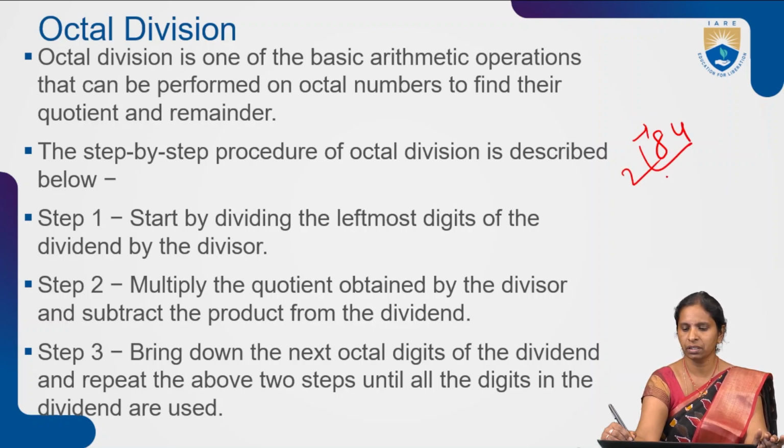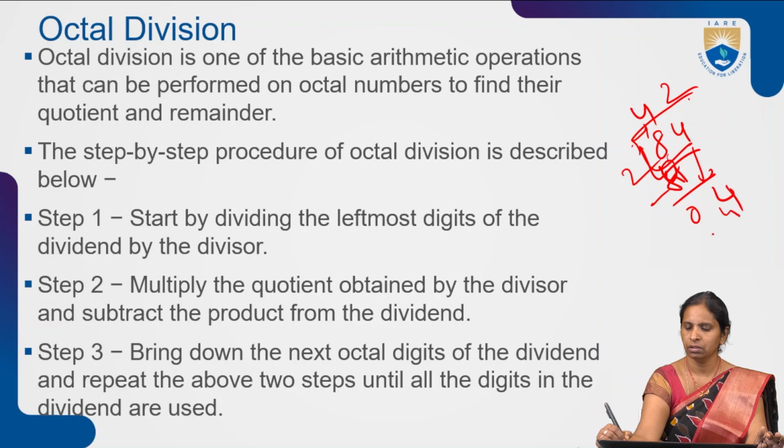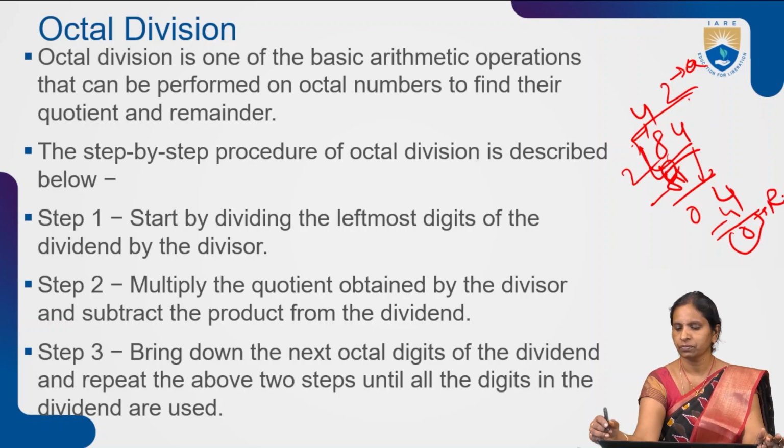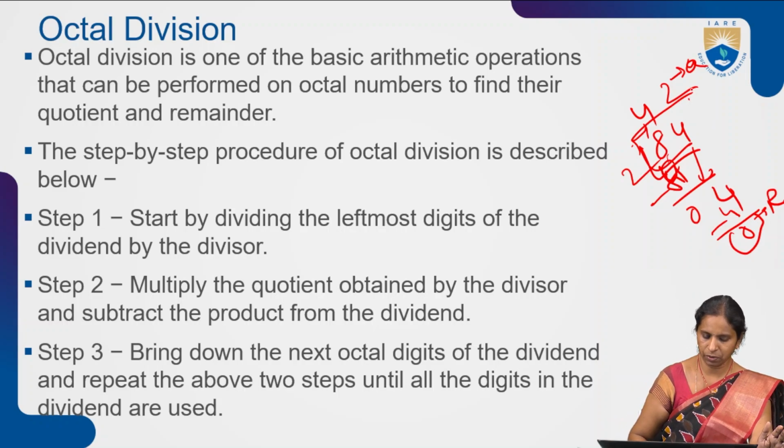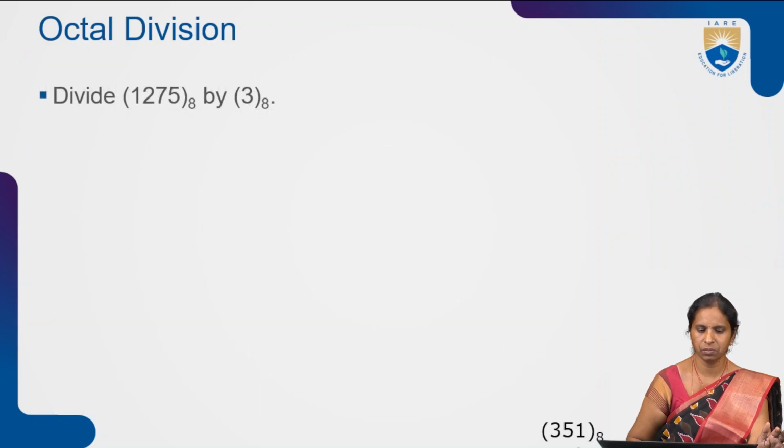You start from here, then 2 4s are 8. And here subtraction you have to do, then 0. Then bring this number here, then 2 2s are 4. Then perform subtraction. Then here the quotient is 42 and the remainder is 0. So the same way how you perform the division operation on the decimal number system, you can perform the operation on the octal number system also.